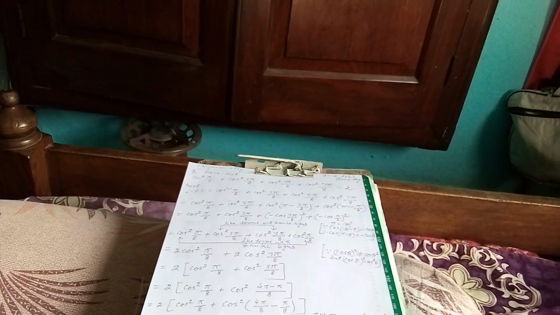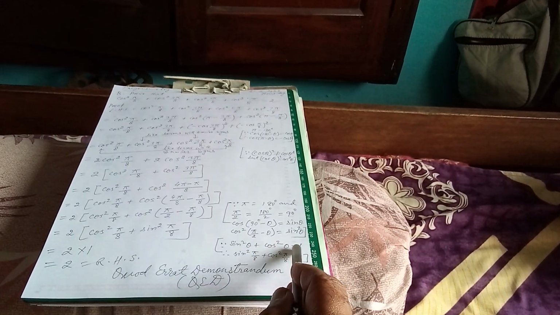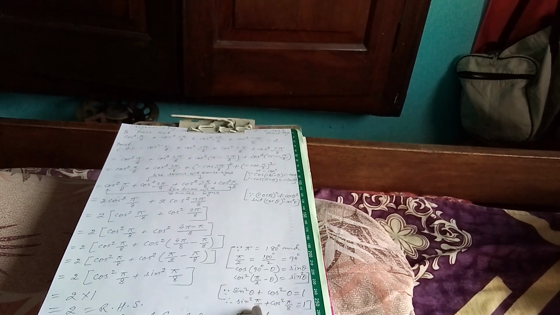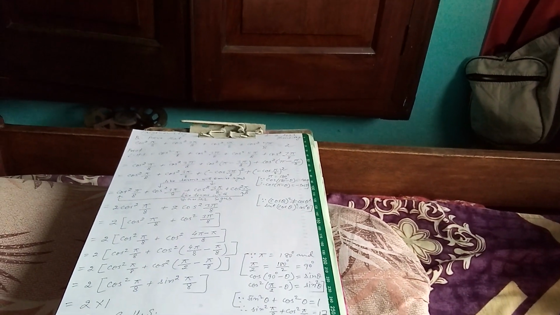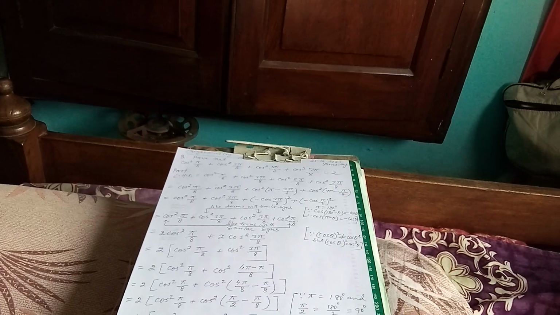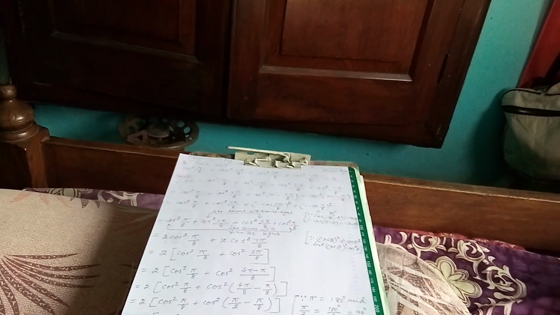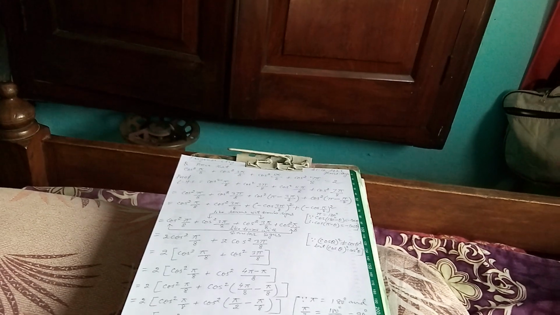So we are left with 2 into cos square pi by 8 plus sin square pi by 8, and you know that sin square theta plus cos square theta equals 1. Therefore sin square pi by 8 plus cos square pi by 8 equals 1, because pi by 8 is an angle just like theta. So instead of cos square pi by 8 plus sin square pi by 8, we write 1. So 2 into 1 is 2, which equals the right hand side. Quod erat demonstrandum, that was to be proved.